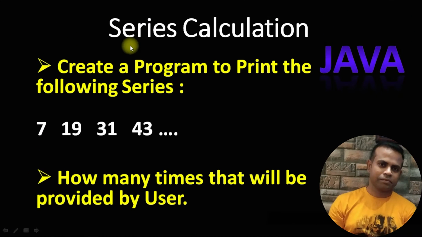Today we will create another series calculations program where our problem statement is we have to create a program to print this type of series. So you can see the series is first 7, then 19, then 31, then 43, then dot dot dot. This dot dot dot means how many numbers you want to print in this series, which will be inputted by the user.